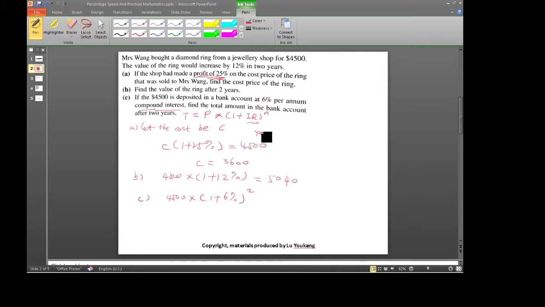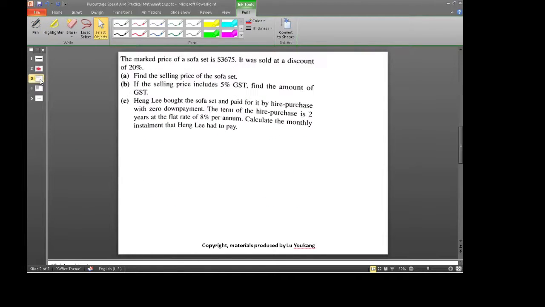By the way, if your interest rate is in years, your n must be in years. And in this question, compound interest is compounded yearly. Therefore, you take the interest rate in years and n in years. So after punching the calculator, you will get $5,056.20. Okay, let me save it before we continue to the next slide. So I hope you understand compound interest.